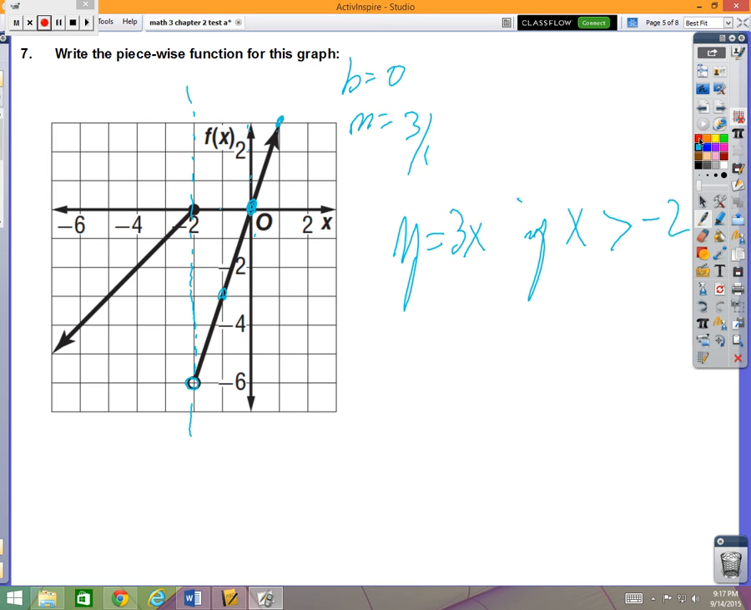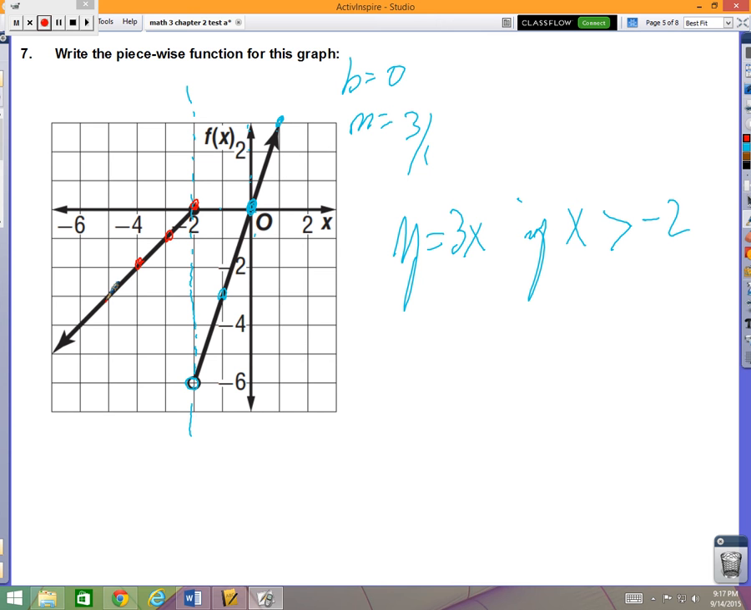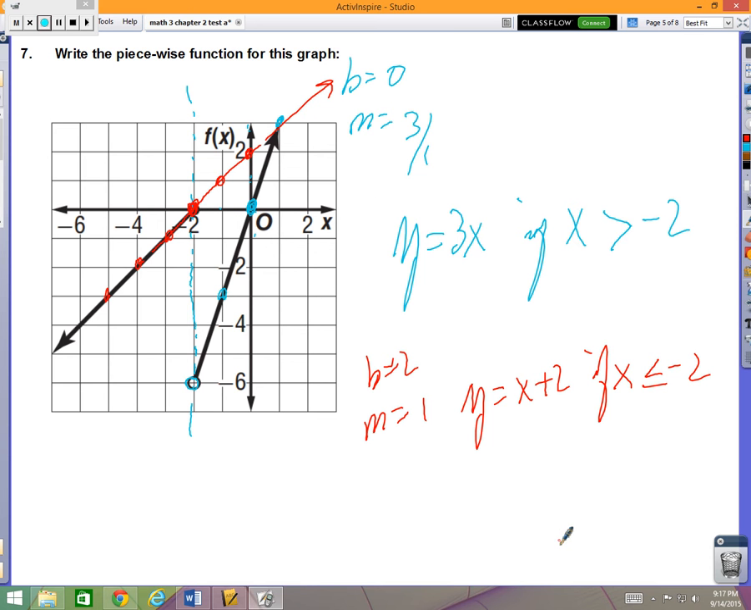Okay, this other one. Let's find some dots. It looks like up 1 over 1, up 1 over 1, up 1 over 1. So there's my b. My b is 2. M is up 1 over 1, so m is just 1. So it's y equals x plus 2, or 1x plus 2. If x, okay, it has the same starting point. It starts at -2. But it's going left, everywhere left of -2, so it's going to be less than, and because it's shaded and filled in, it's going to be less than or equal to.